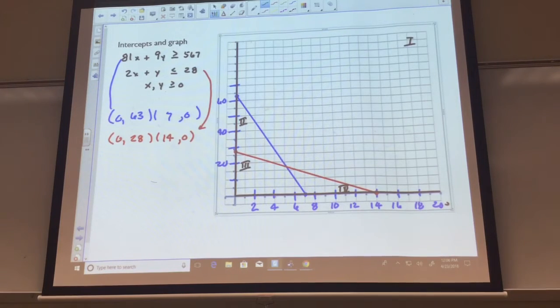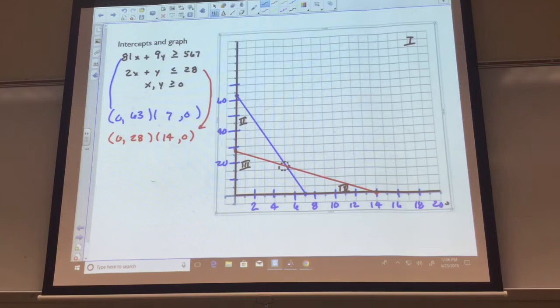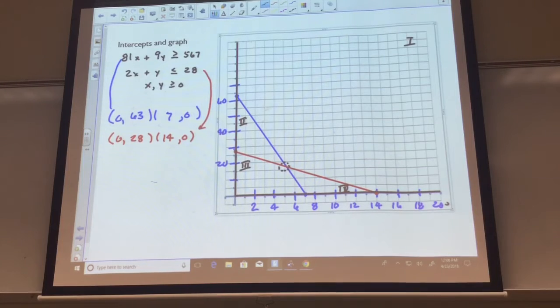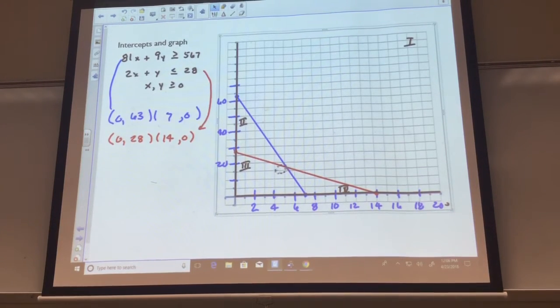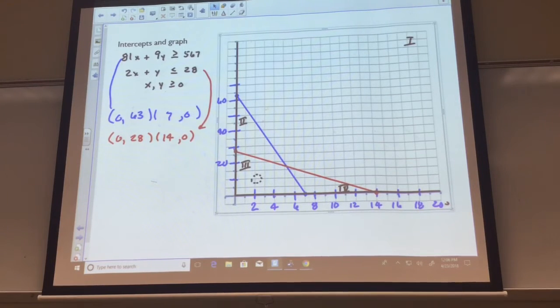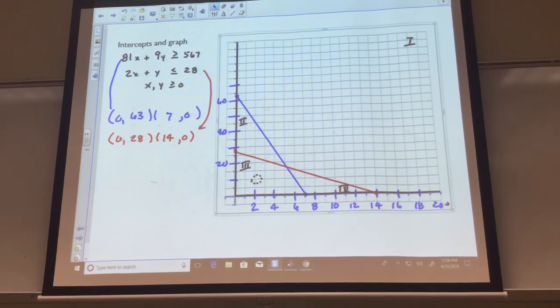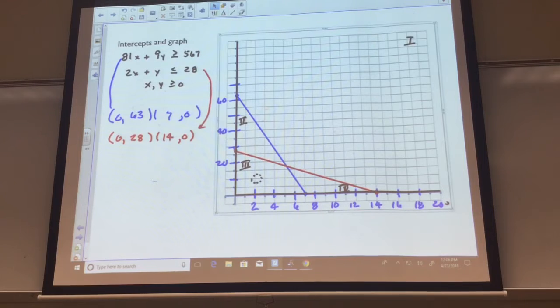5 and 18 is not the best choice of points because it's too close to the line. Now, if you're trying to guess what the intersection is, that might be a good guess, but I don't want to do that. So if I'm going to test region number 3 first, I'm going to pick something a little bit nicer. 2 and 2. Okay, so region 3. I'm testing the point 2 and 2.